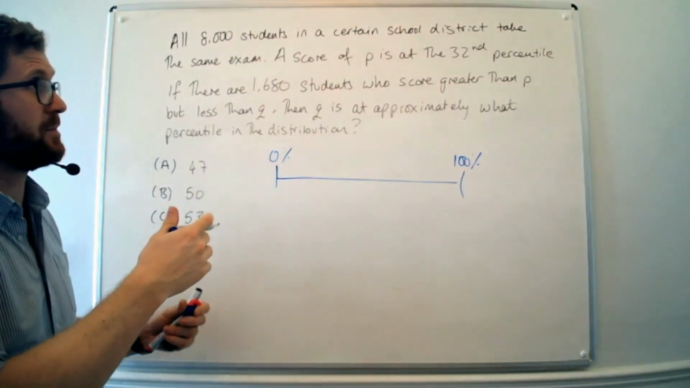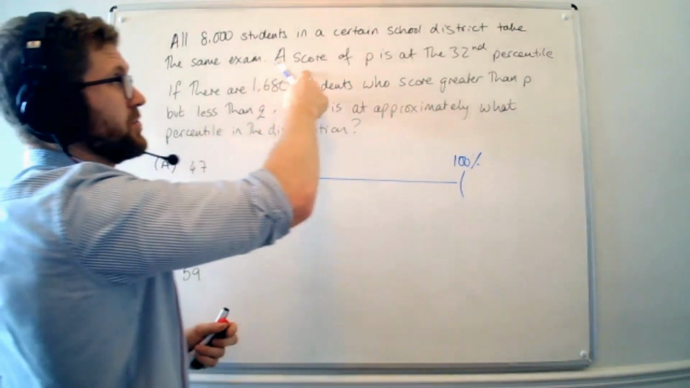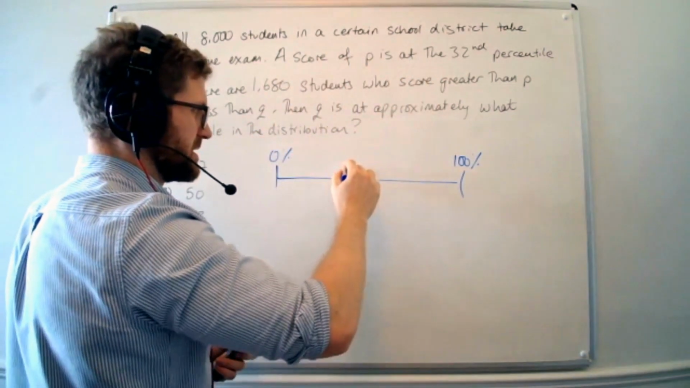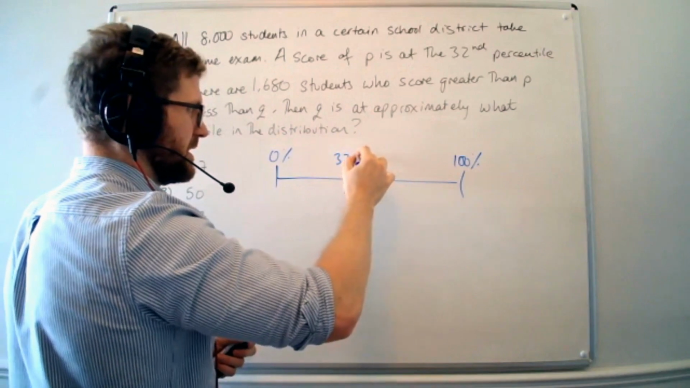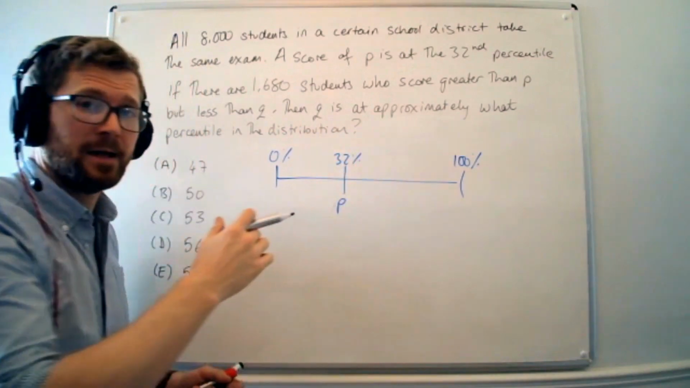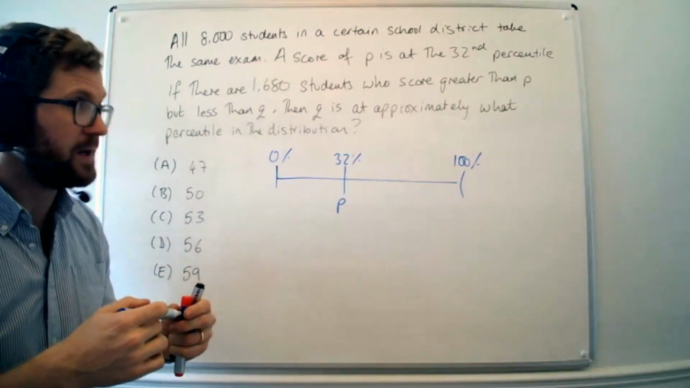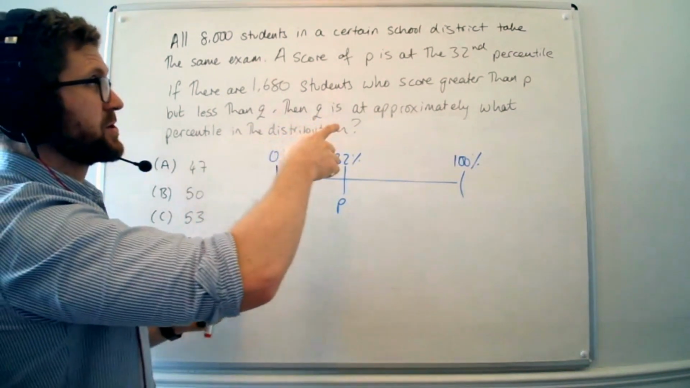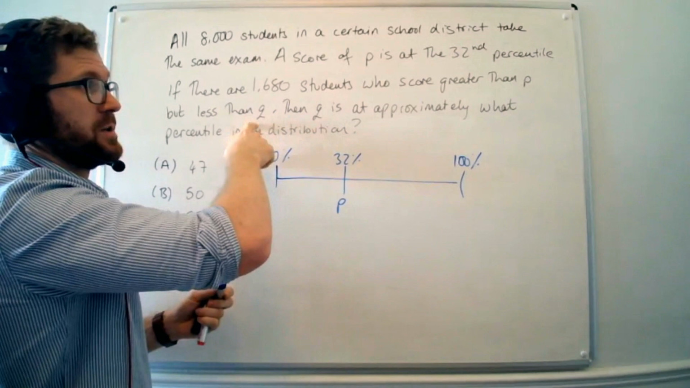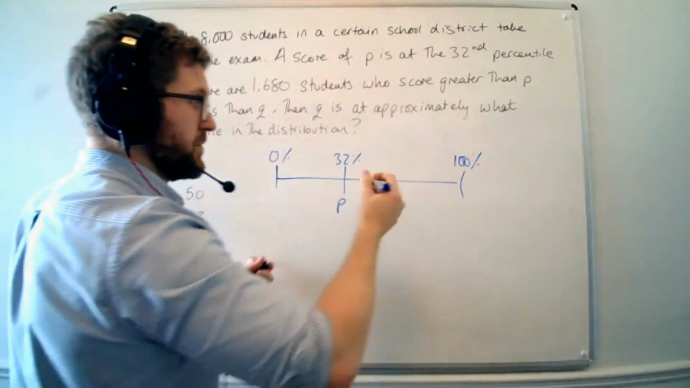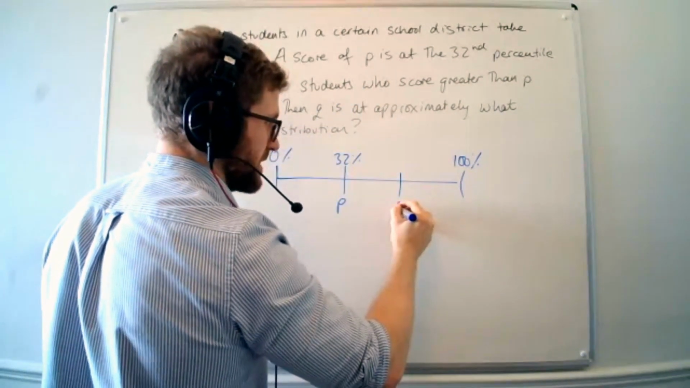Everybody's below that. Now, the question tells us a score of P is at the 32nd percentile. So I'm just going to drop this in here. 32% P. 32% of people score less than P on this test. Okay, then we're told that there is some score Q. The Q is greater than P. Don't know how much greater yet. That's what the question's about.